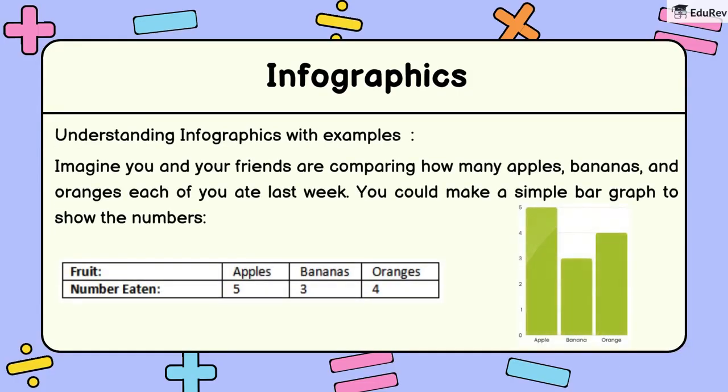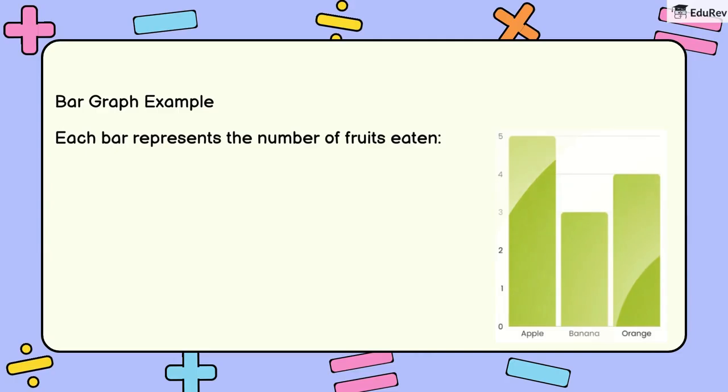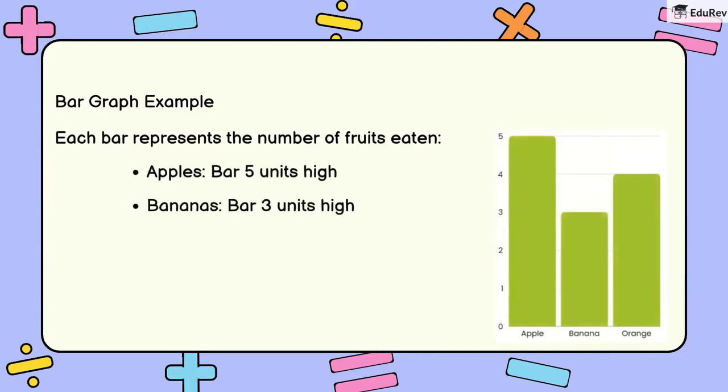For example, if you and your friends compared how many apples, bananas, and oranges each of you ate last week, you could make a simple bar graph to show the numbers. Each bar represents the number of fruits eaten. For instance, if apples are 5 units high, bananas are 3 units high, and oranges are 4 units high, you can easily see the preferences.